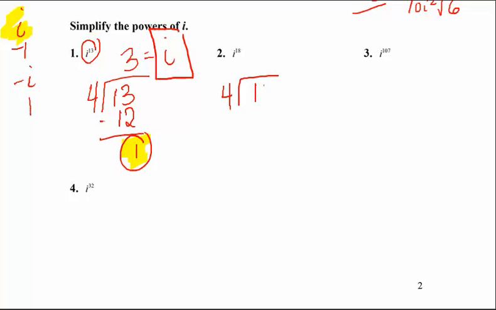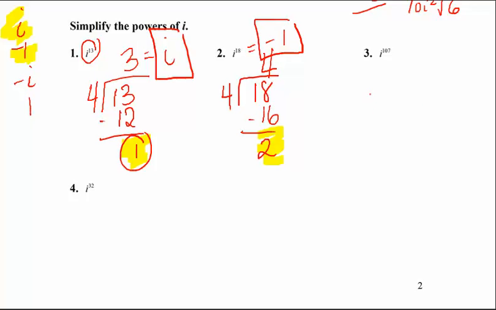We divide 18 by 4. So you can also use your calculator. 18 divided by 4 is 4.5. So you put 4 up here. Multiply 4 times 4 and you get 16. So the remainder is 2. So then this means that in my list of the powers of i, I'm at the second position, which is -1. So i to the 18th equals -1.